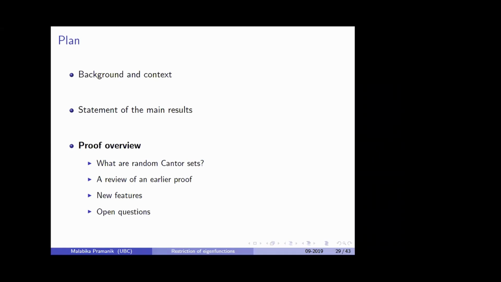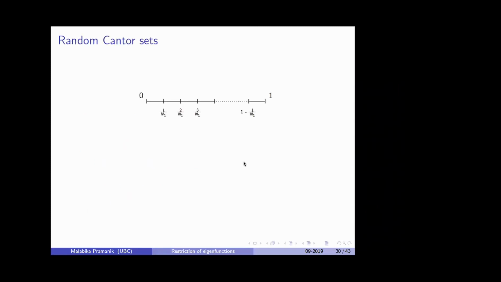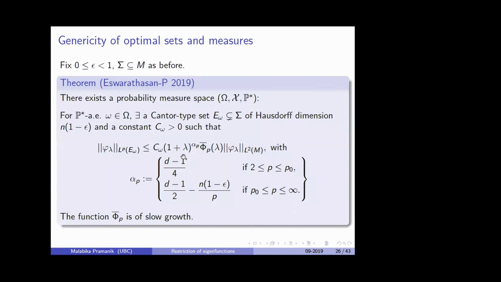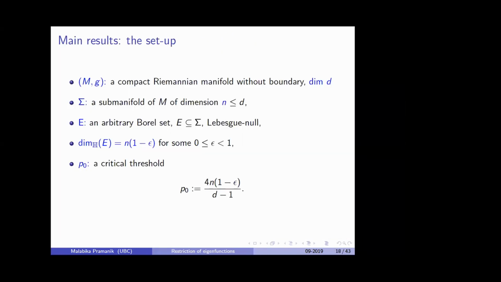Hi. Yeah, I forgot what P naught was. So on slide 26, could you? Yeah, absolutely. Hang on, let me try to get back to P naught. So P naught was a threshold exponent right here. It's 4n times 1 minus epsilon divided by d minus 1. And this is the critical threshold for us, but it's not the best possible. We think we know that this can be made better.